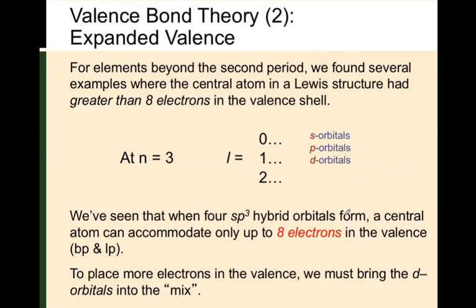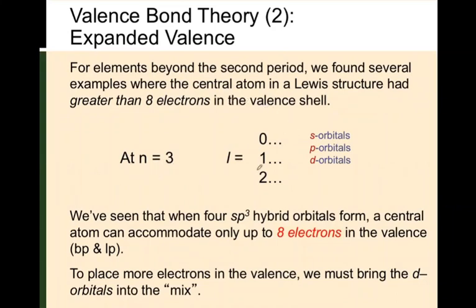Valence bond theory. So moving beyond just the first row, or well, the second row of the periodic table, like carbon, oxygen, nitrogen, and so on. For elements beyond the second row, we find several examples where the central atom in a Lewis structure had greater than 8 electrons in the valence shell.